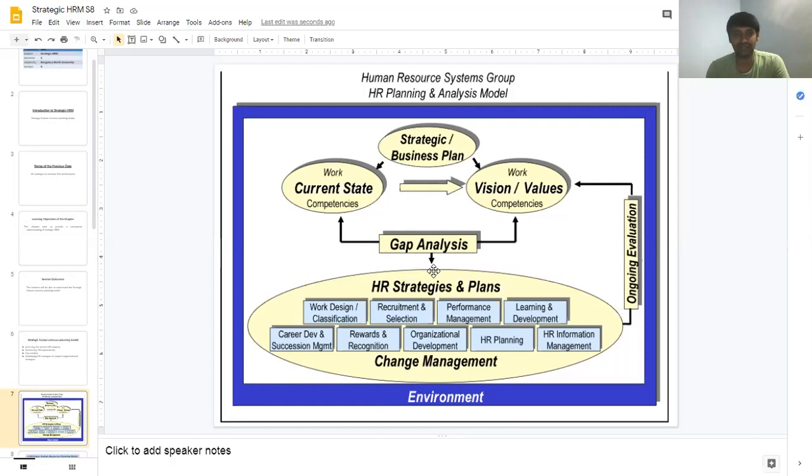There are various plans or strategies in an organization. This was already explained in the previous videos as well. This can be said to be the various roles or duties performed by every human resource manager in an organization. You can see the first one, work design or classification, recruitment and selection, performance management, learning and development, HR information management, HR planning, organizational development, rewards and recognition, career development and succession management. Every human resource manager plays a very vital role in accomplishing all these tasks, starting from work design, how the work will be designed in a proper manner. The basement of all these is HR strategies and planning. So next comes recruitment and selection.